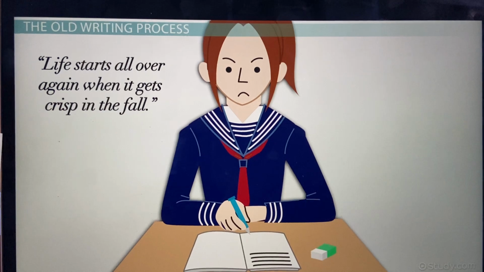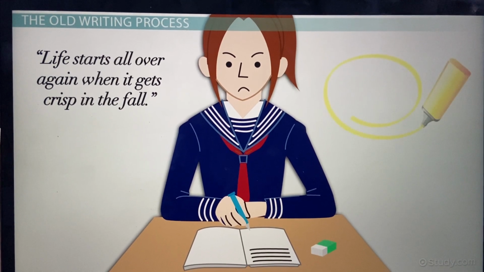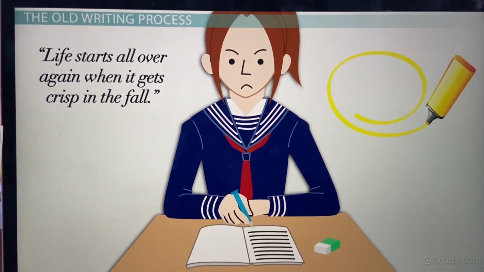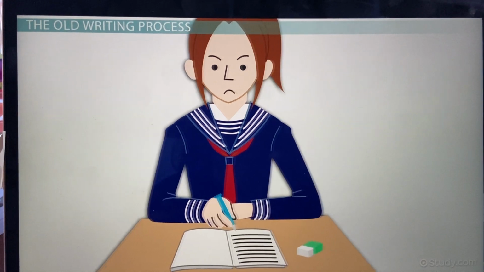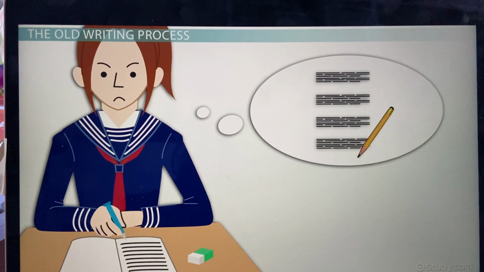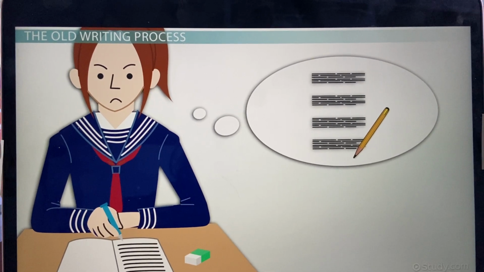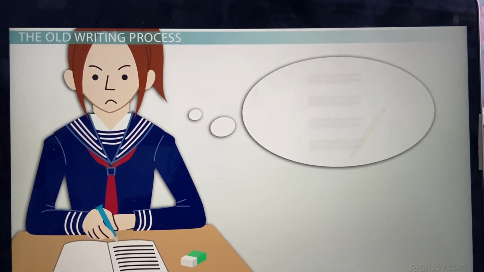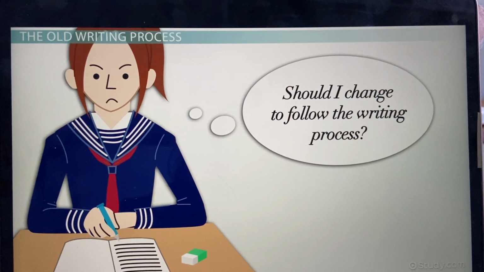She writes down a quote that she knows she wants to use, circles a few words to replace, and then rewrites a paragraph again. With a deep sigh, she thinks back to the writing process that she was once taught. Is she supposed to be practicing it right now? What she is doing is working, but should she change to follow the writing process?